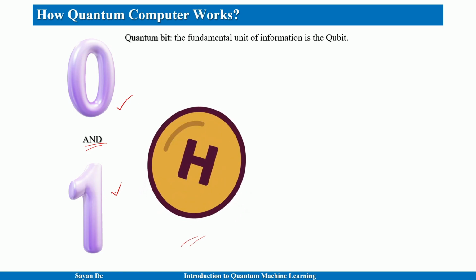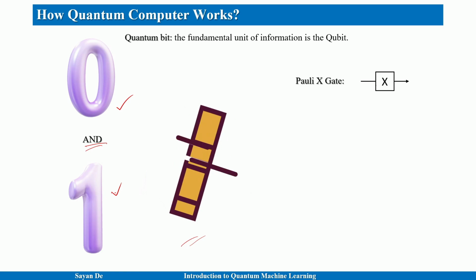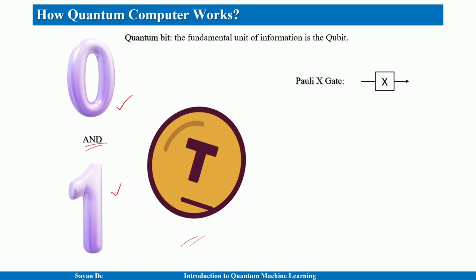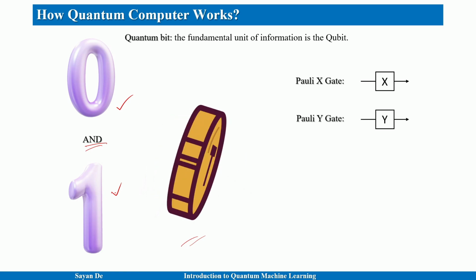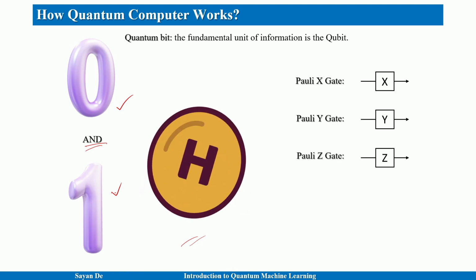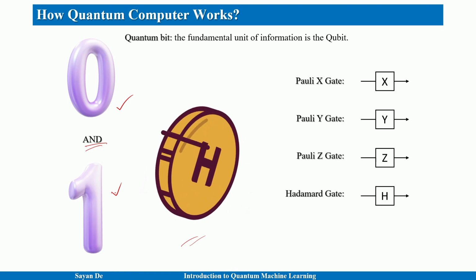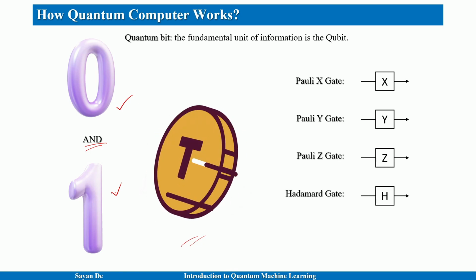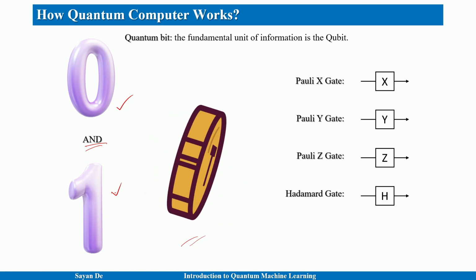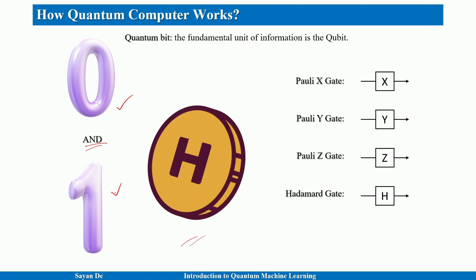So to process this kind of information, we'll also have some gates. Here we will be calling Pauli X gate, Pauli Y gate, Pauli Z gate, Hadamard gate, CNOT gate, CCNOT. There are lots of gates there. So we'll be discussing each and every gate in our upcoming videos.